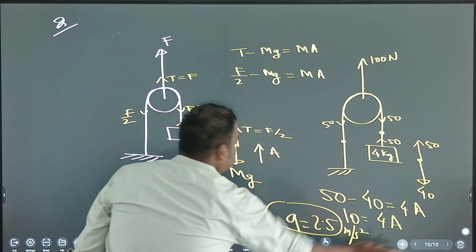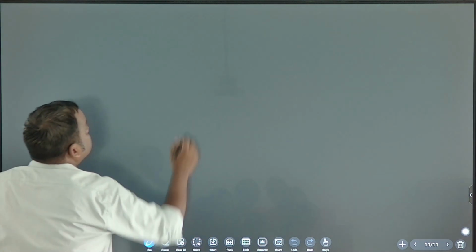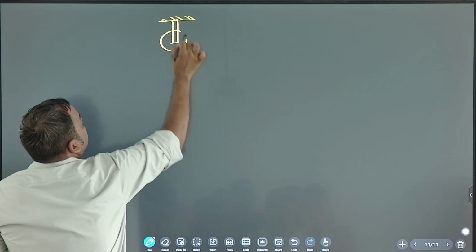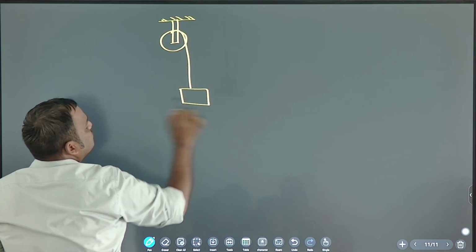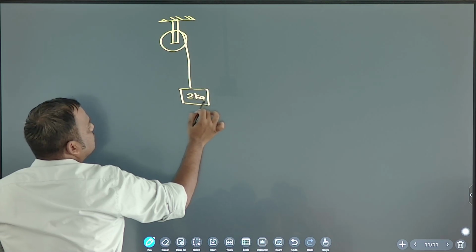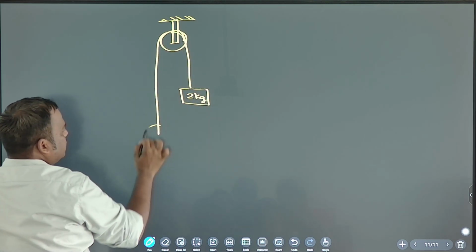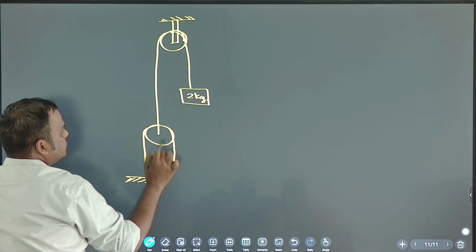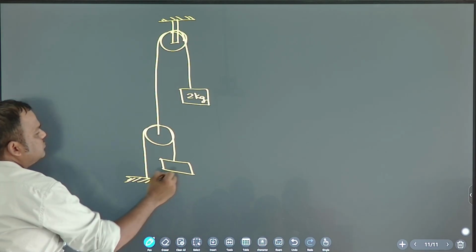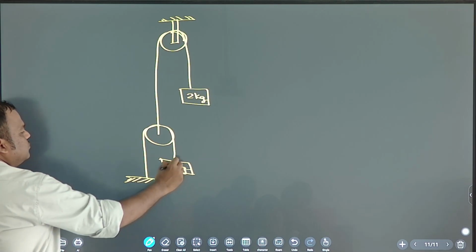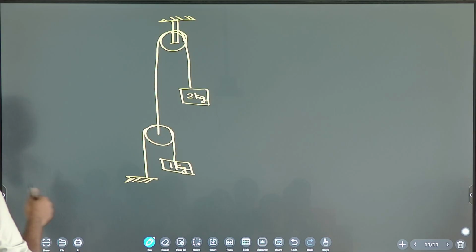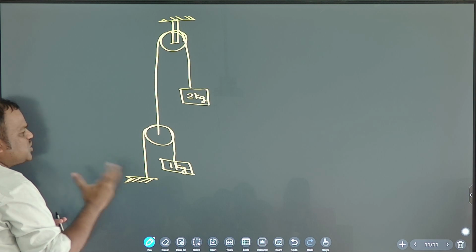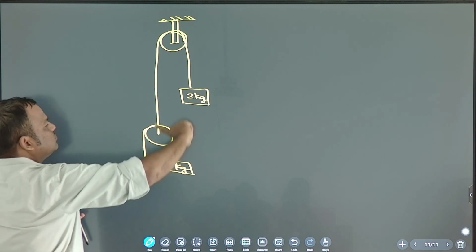Note down. Now next, one pulley is here, one block is there, say 2 kg. Now here one pulley is there, this is the floor, and here a block is there, 1 kg. How many blocks? 2 blocks. How many pulleys? 2 pulleys. How many strings? 2 strings.